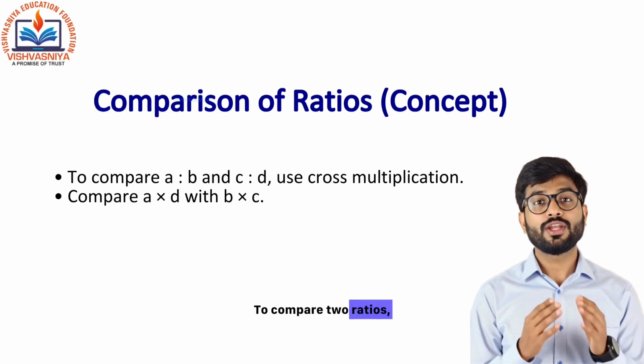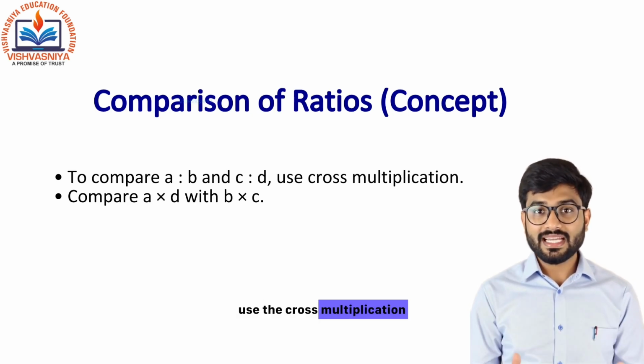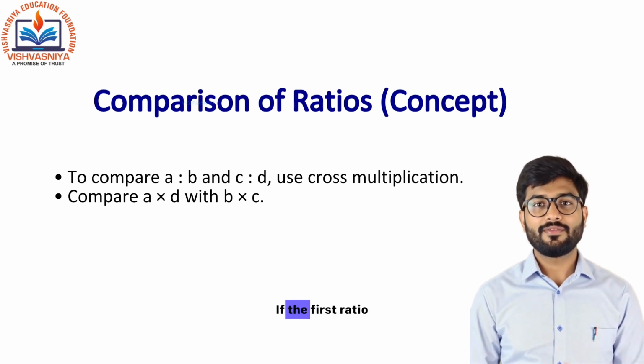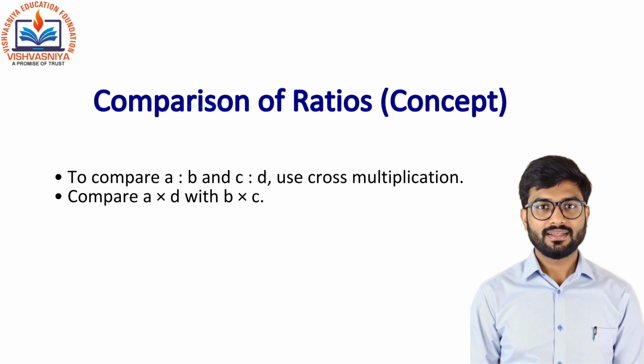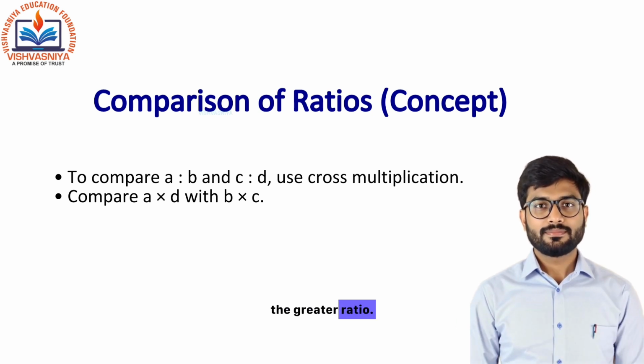To compare two ratios, use the cross multiplication method. If the first ratio is A:B and the second ratio is C:D, compare A multiplied by D with B multiplied by C. The ratio that produces the larger product is the greater ratio.